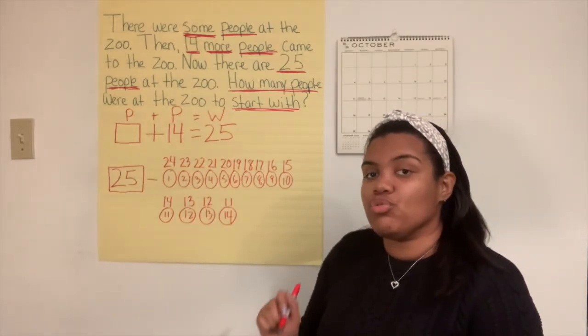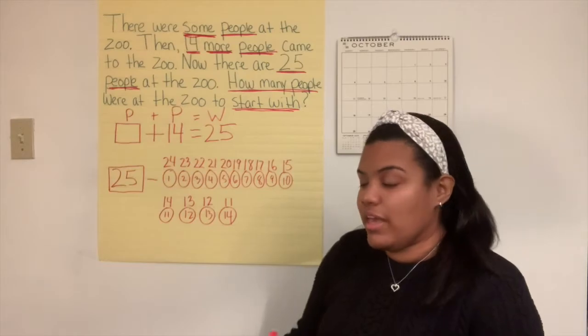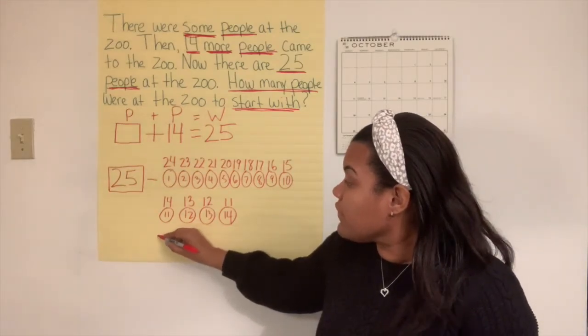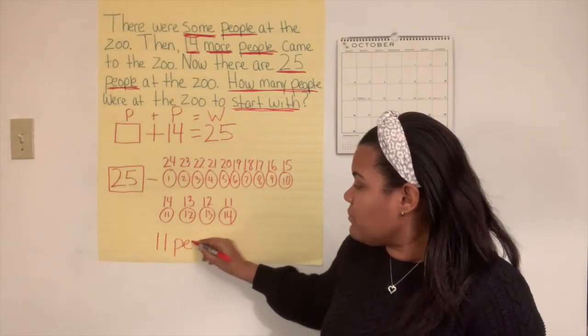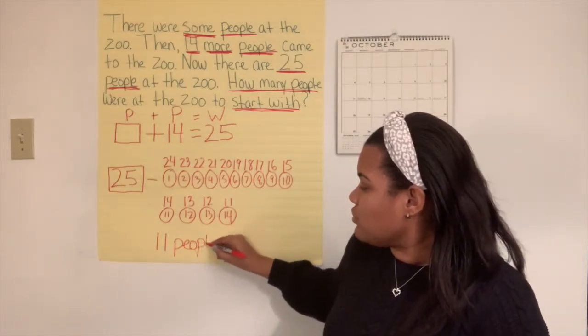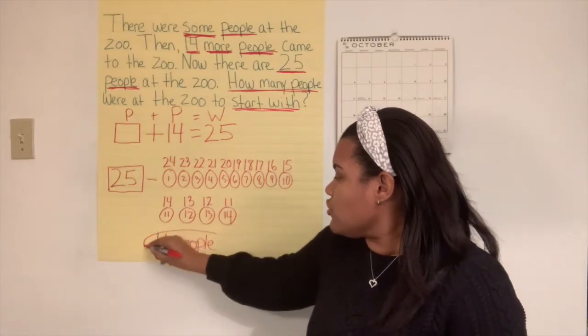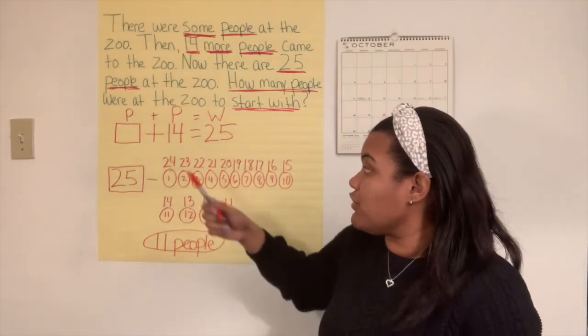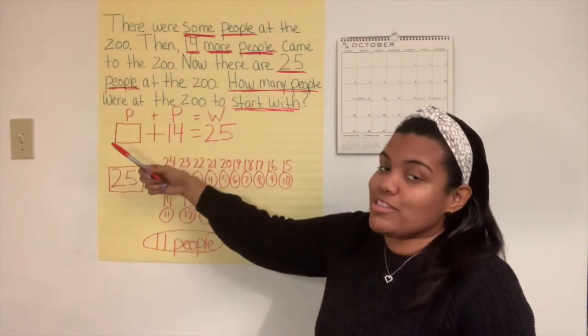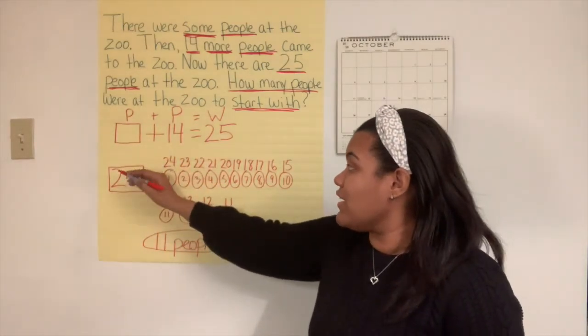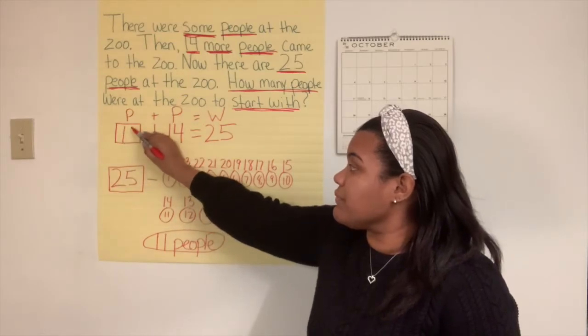So we are going to write our units, okay? So what's our units? Good, 11 people. That's how much we had to start with at the zoo. 11 people. Circle, and then don't forget to write your number in the number sentence. That's so important, guys. So we're writing the number 11 right here.